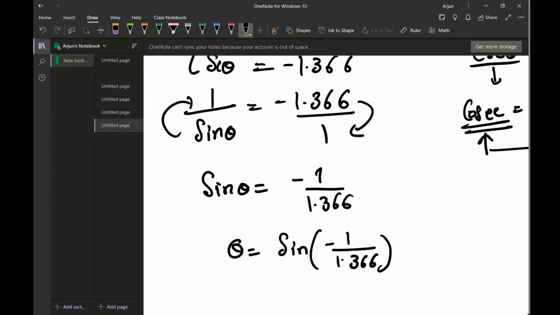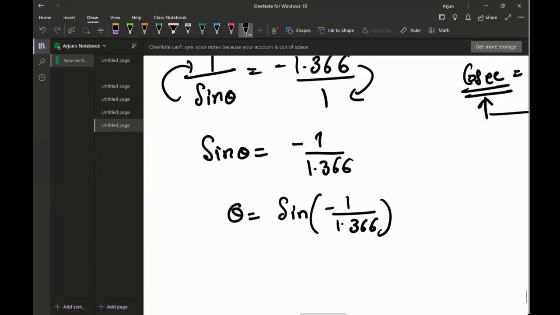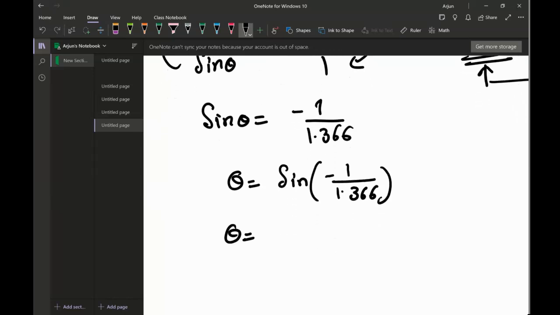Let's see what value we figure out from here. It will be sine inverse of 1 divided by 1.366. So theta is, well, it has to be negative. I must write a negative here. So negative 47 degrees.